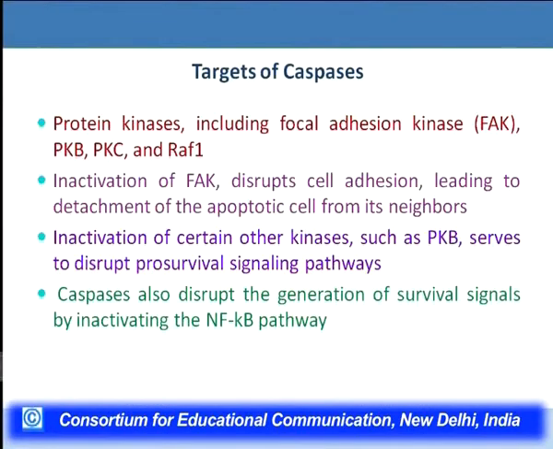Now, what are the different targets of caspases? That is very important to know. These caspases are not focused on a specific set of proteins. They have a wide variety of targets, like focal adhesion kinase, PKB, PKC, and RAF1 protein. As the name suggests, inactivation of focal adhesion kinase is able to disrupt the adhesion of one cell to another. That means cells do not make contact with each other if the focal adhesion kinase is inactivated. This can be done by caspase. So the apoptotic cells easily release away from their neighbors.